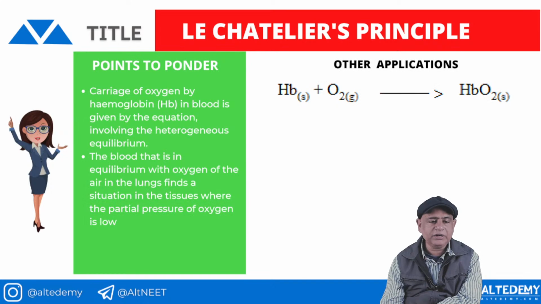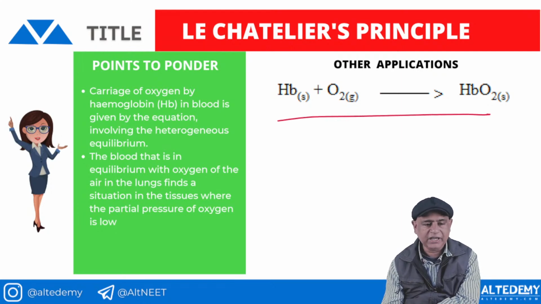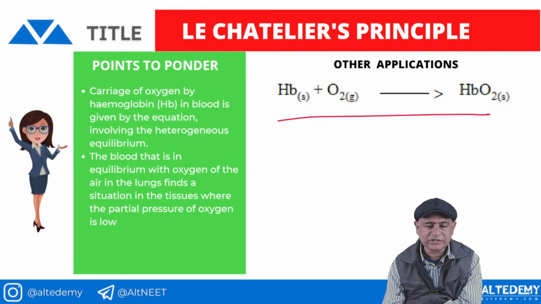Carriage of oxygen by hemoglobin in blood is given by an equation involving a heterogeneous equilibrium. Well, look here, we have a reaction. Carrying of oxygen by hemoglobin, Hb stands for hemoglobin, and it is carrying oxygen. It is given by this heterogeneous equilibria.